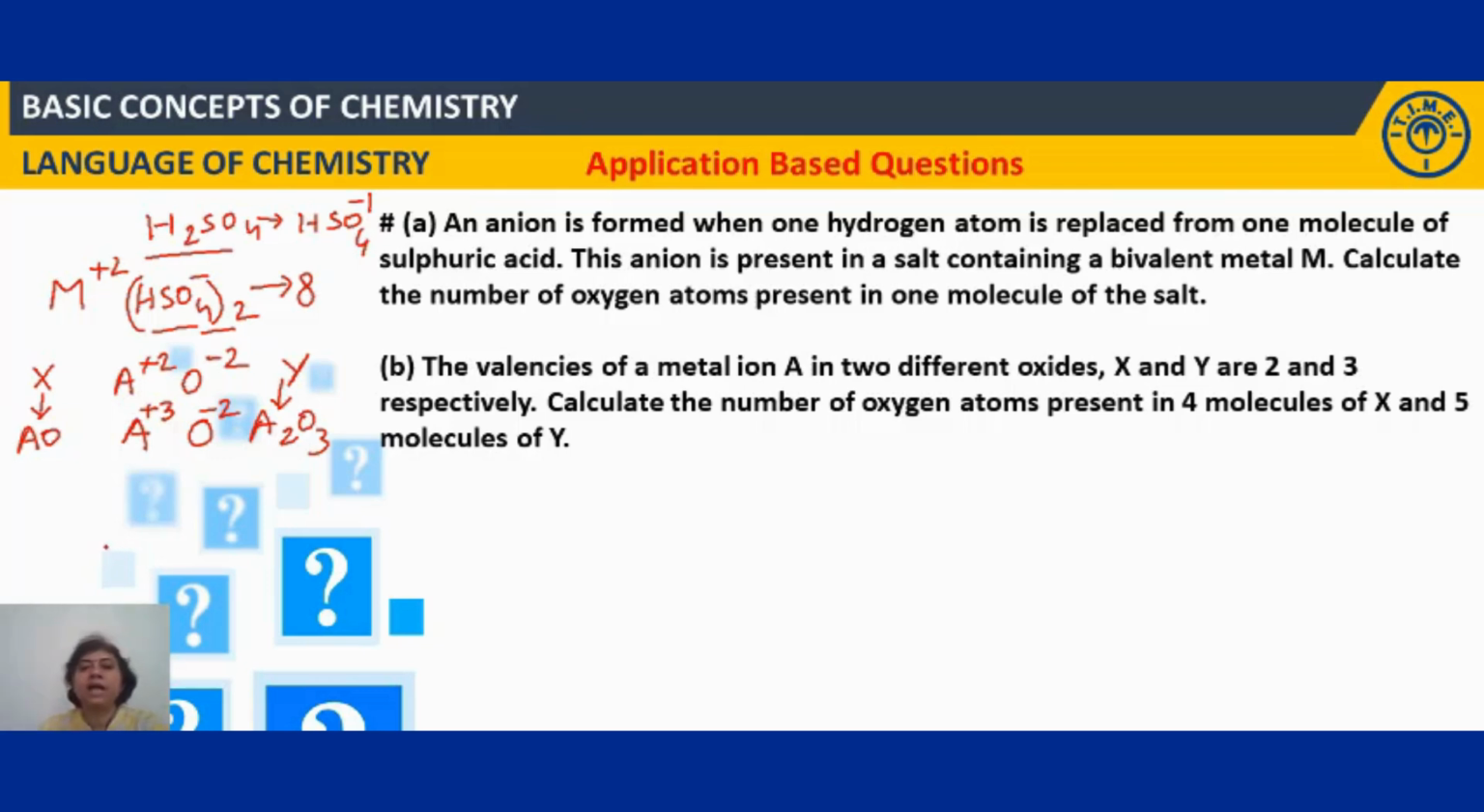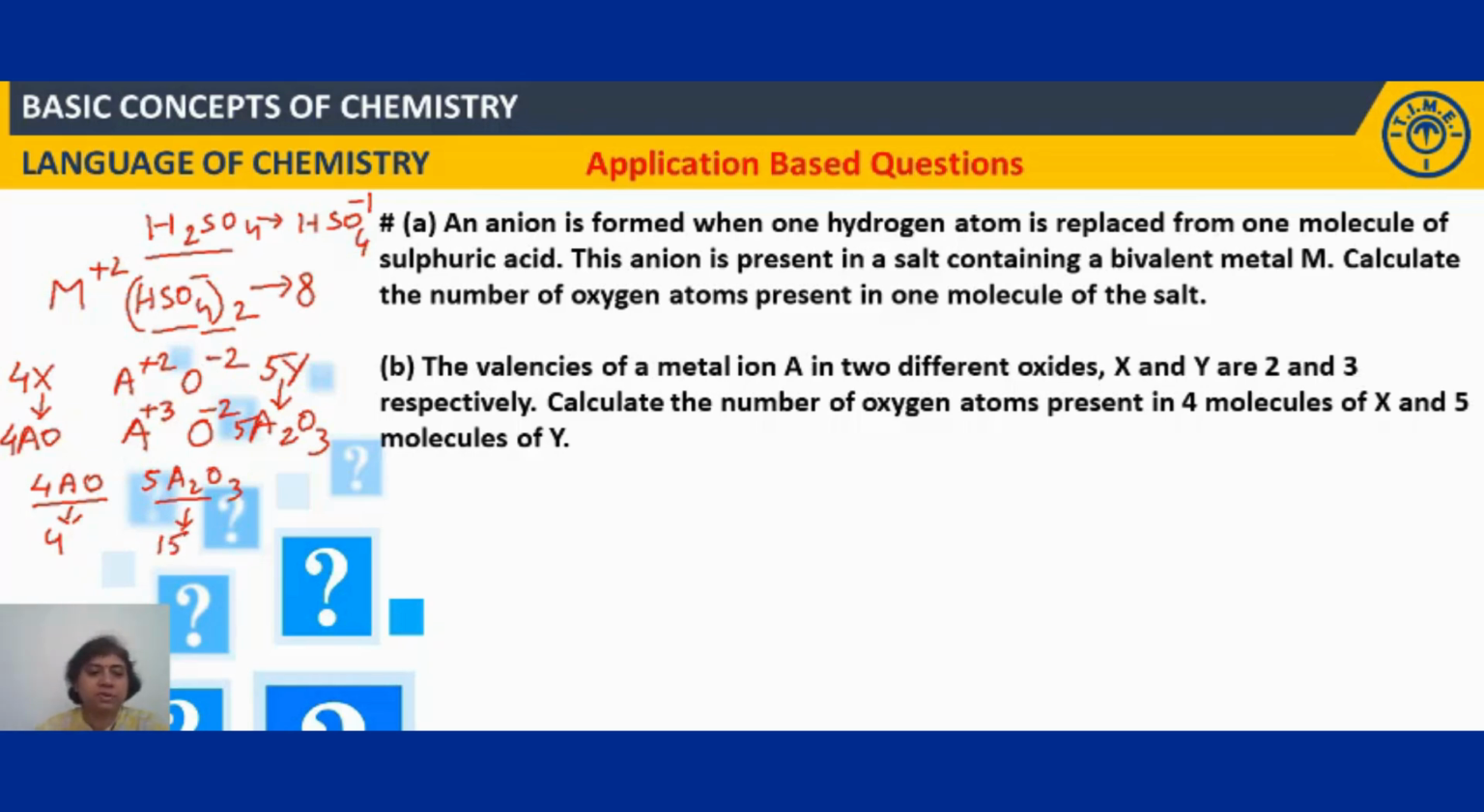Fine. Now calculate the number of oxygen atoms in 4 molecules of X. Let us write here 4X, that means 4AO, and 5 molecules of Y. So 5Y means 5A2O3. So we have to calculate the number of oxygen atoms. In 4AO, very easily you can understand, there are 4 oxygen atoms, and in 5A2O3, 5 threes are 15 oxygen atoms. Here it is 4 oxygen atoms, here it is 15 oxygen atoms, right?